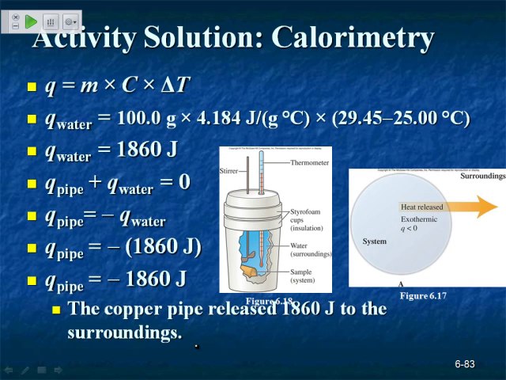So mass of water, multiply that by the specific heat of water, multiply that by the delta T. So this is the final temperature, this is the initial temperature. So the difference is delta T. So you calculate that as 1860 joules. And then the rest is just the logic. So Q of the pipe is negative Q of water. So Q of the pipe is negative 1860 joules. And what does that mean? That is the amount of energy that is released by the copper pipe when it is cooling down.